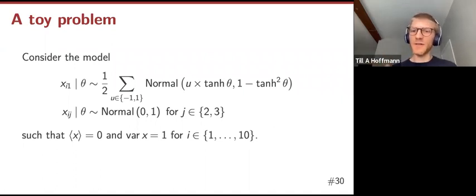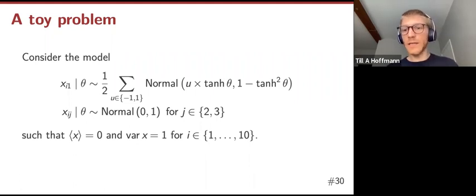We have n observations, and each observation is a vector of 3 variables. Now, the first one is a mixture of normal distributions. The second 2 are just standard normal noise. These are distractors to make sure that our models throw away information that is not informative of the parameters.